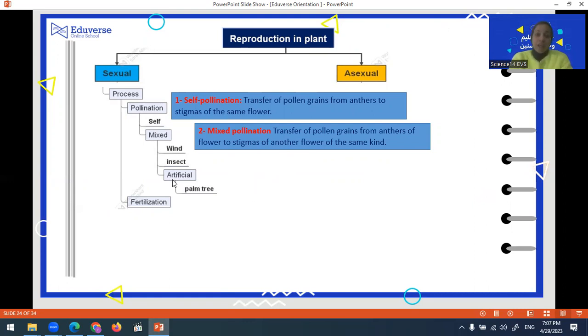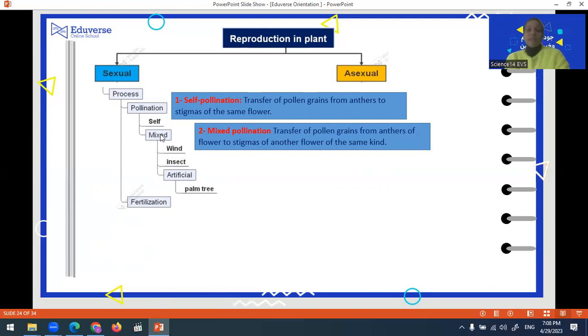And we have the third type, the third way pollination can happen. It's the artificial way. So we have self-pollination, the mixed pollination, and the artificial pollination. The artificial pollination happens by the hand of a man, and it can happen, for example, for the palm tree.